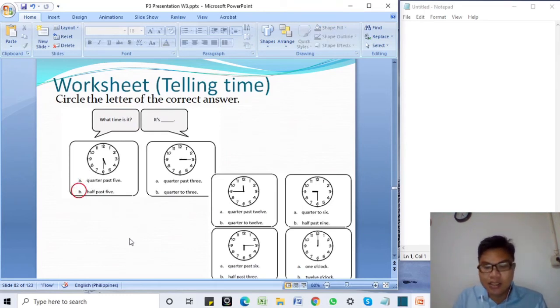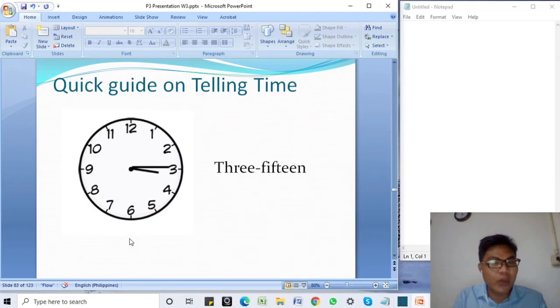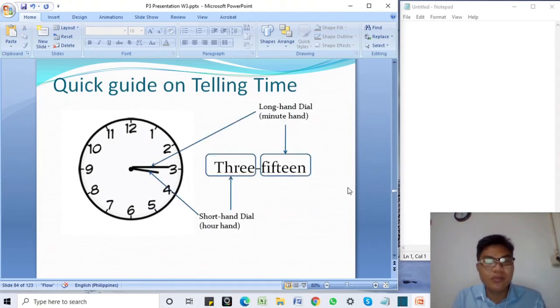Alright? So just for a quick guide on telling time, I'm gonna go through some of them. So this is 3:15. So the 3 here is the shorthand dial. So it tells the hour hand, the hour. And the long hand dial is also the minute hand. So it tells you the minute, how many minutes.